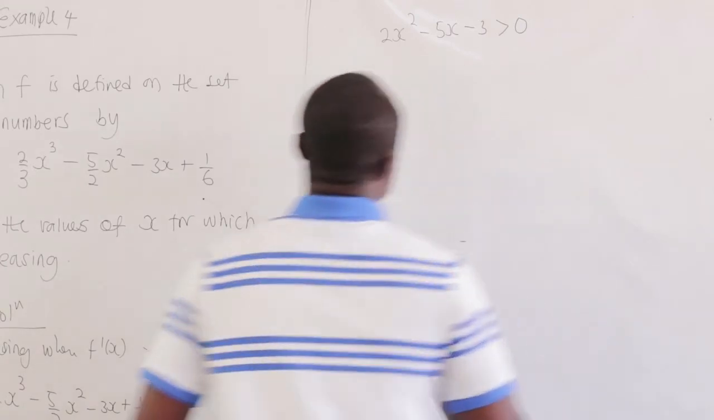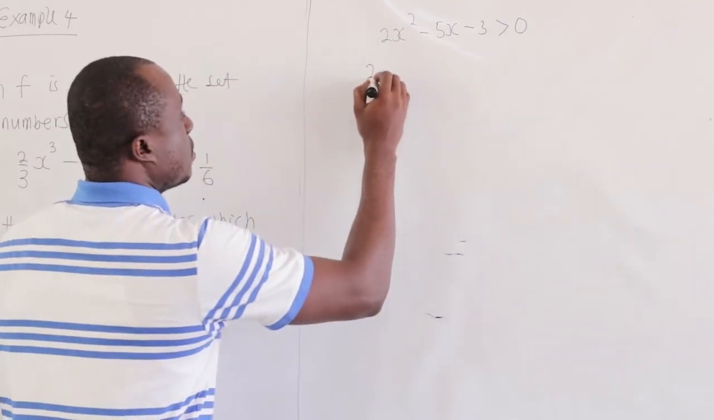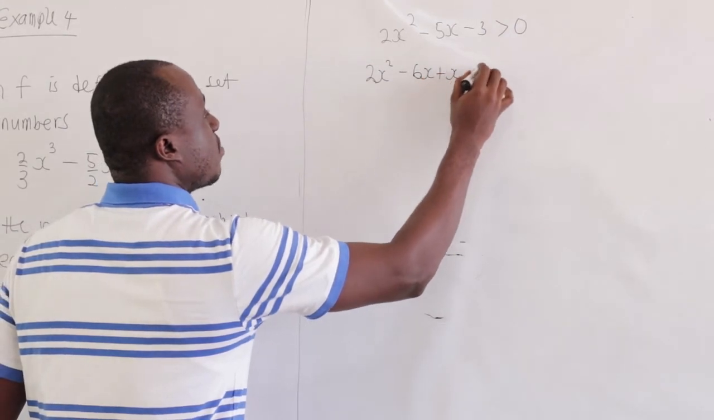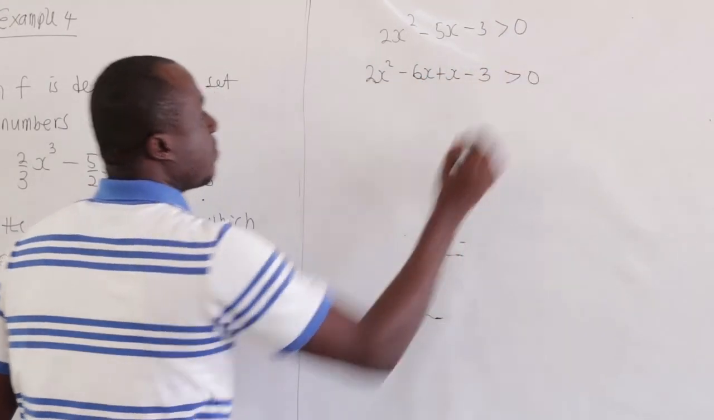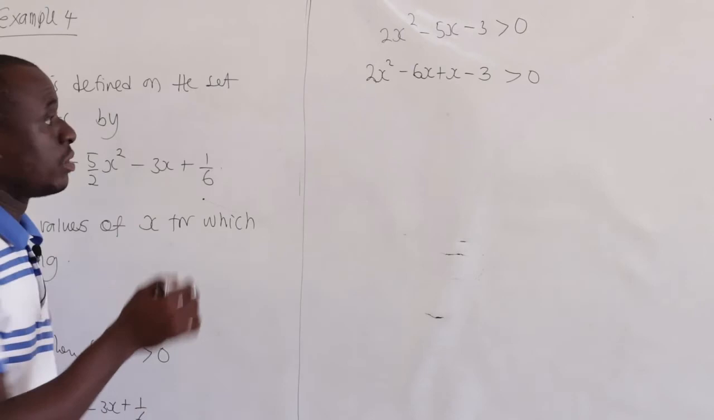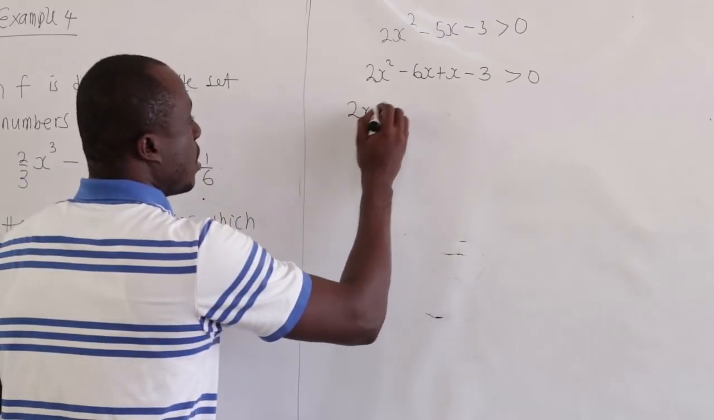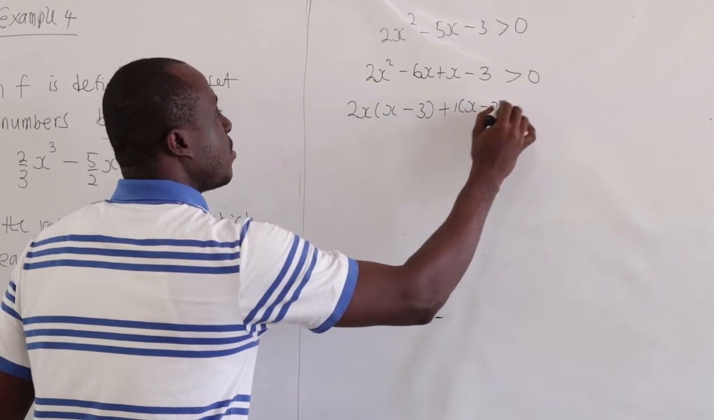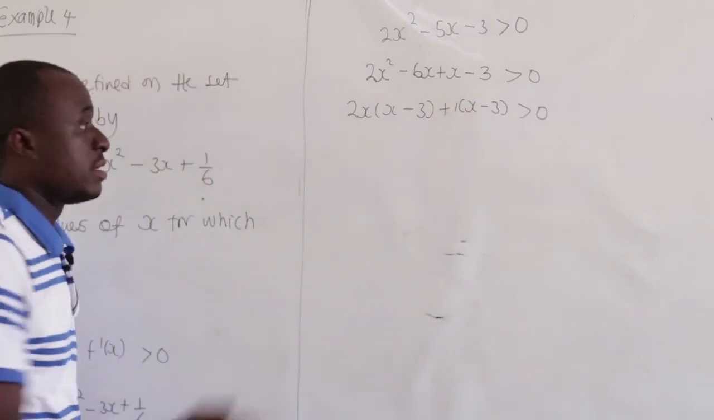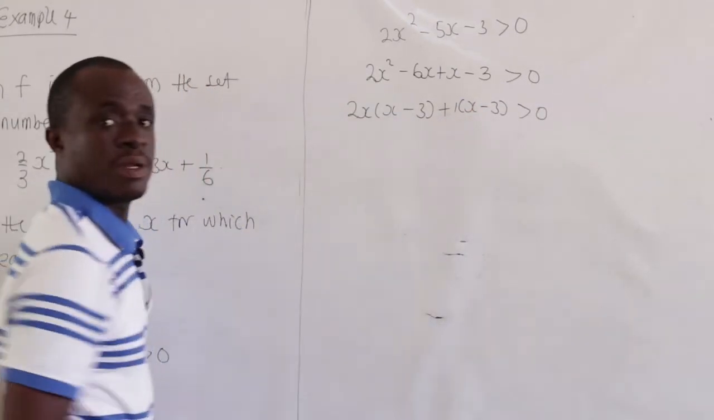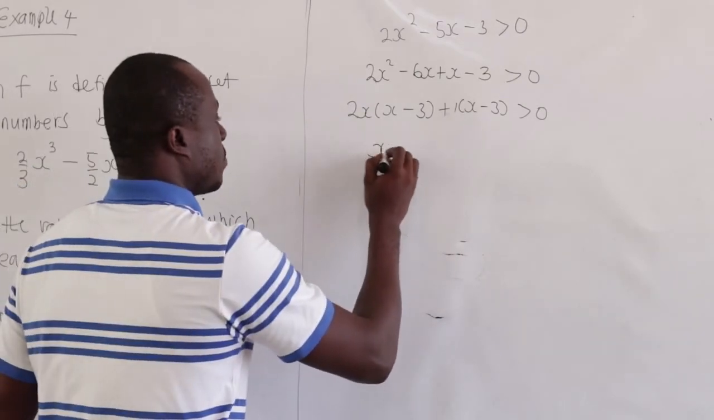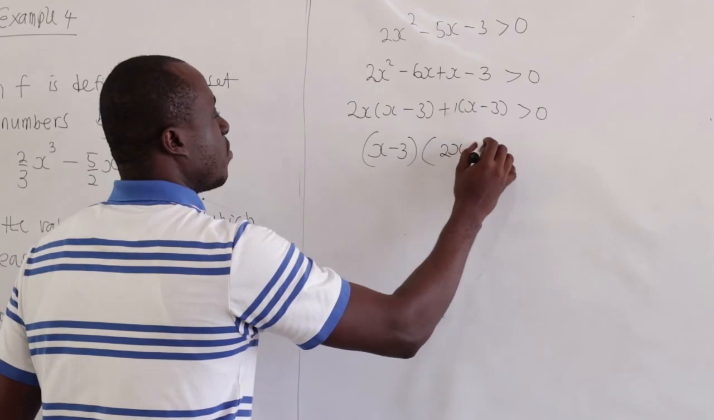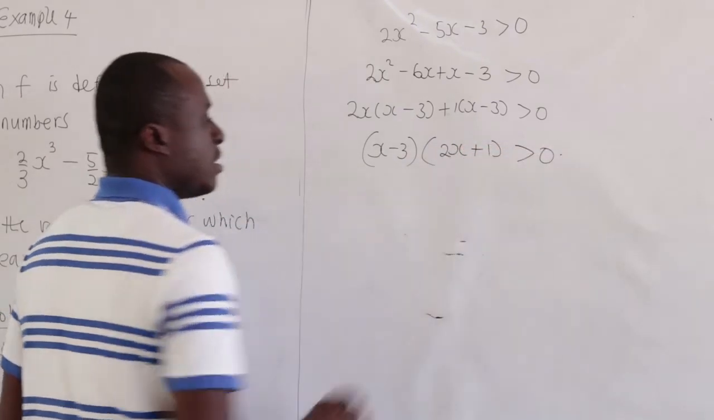So when we factorize this, we are going to get 2x squared minus 6x plus x minus 3 greater than 0. Now what is common? 2x is common. So we have x minus 3 plus 1, x minus 3 greater than 0. So we factorize x minus 3 out. What is left? That is 2x plus 1 greater than 0.